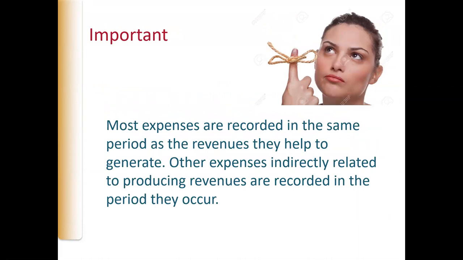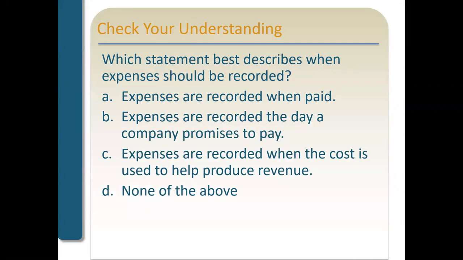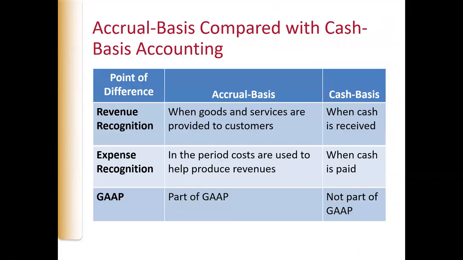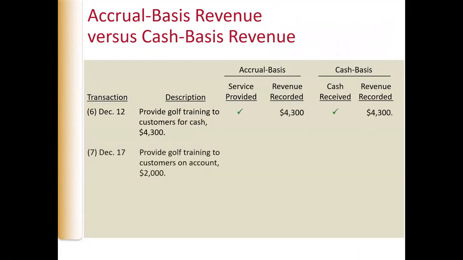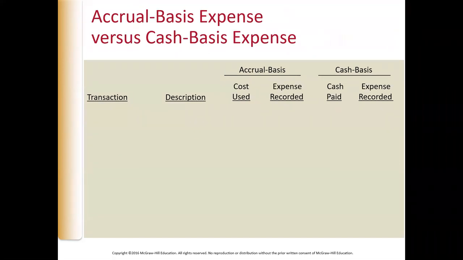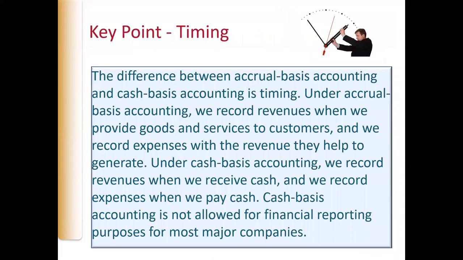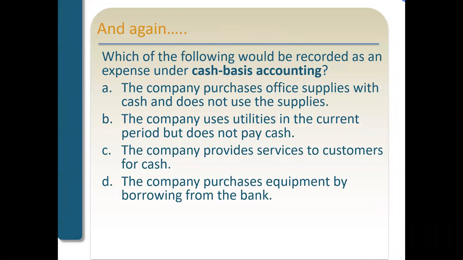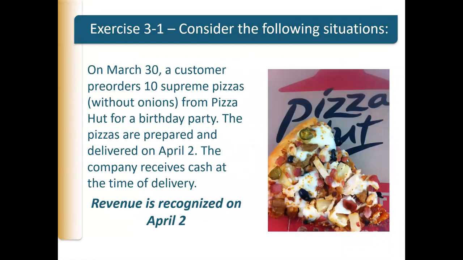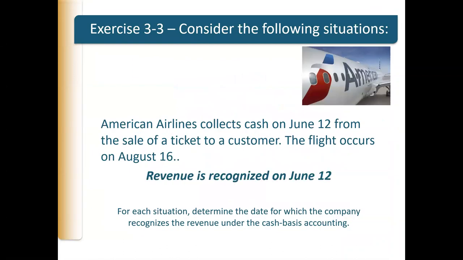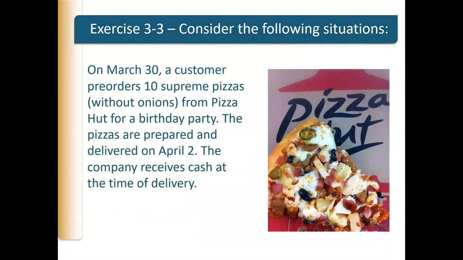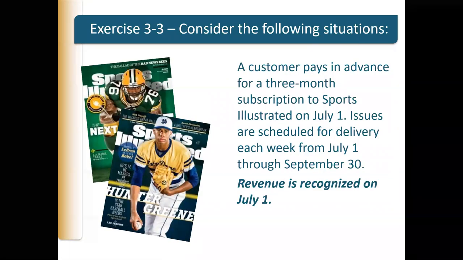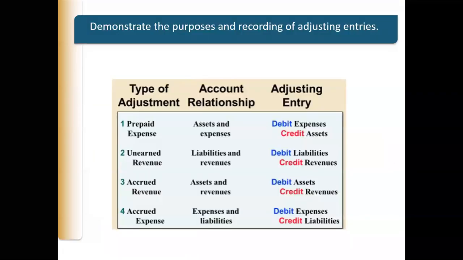And we talked about how we record revenue when we've earned it, when we provided the goods and services, not necessarily when we get the cash. And we record the expenses to match the revenues they helped to create. And as a result of this accrual-based accounting, we understand that sometimes after the end of the period, we need to create some adjusting journal entries, so we can accurately depict what has happened.